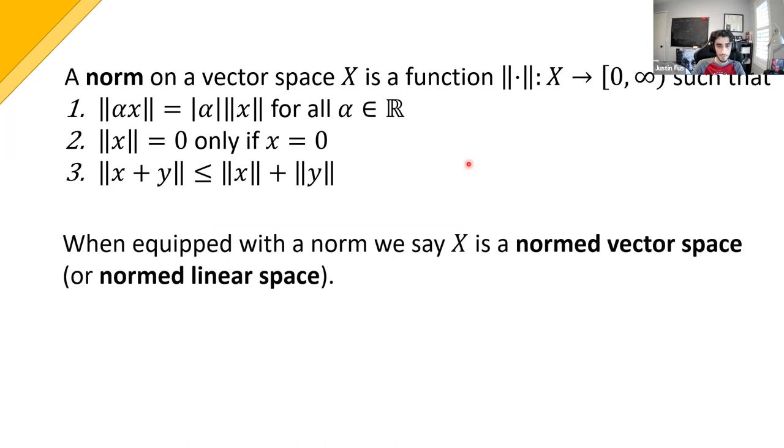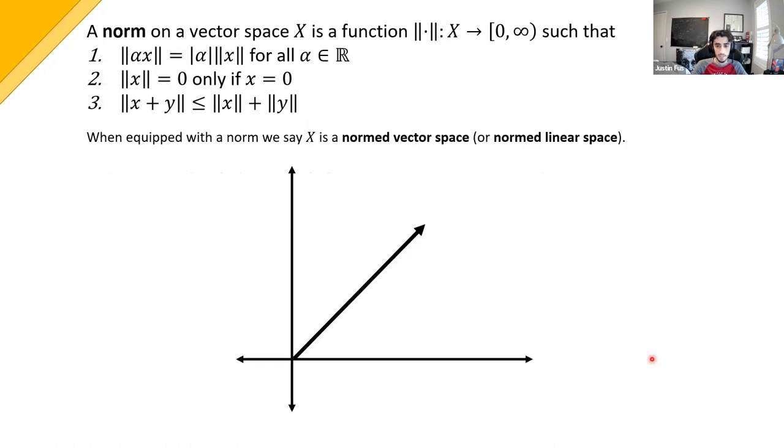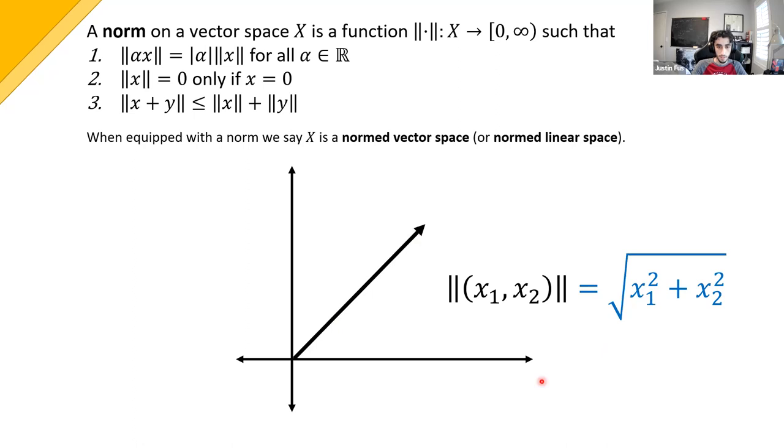When we have a vector space that has a norm, we call that a normed vector space, of course, very cleverly named, or a normed linear space. Normed vector spaces are going to help ground our study of functional analysis. They help give us a sense of scale. As a nice example, here in R2, we can imagine the norm of this vector that I've drawn is simply, using the Pythagorean theorem, the square root of the sum of the squares of each of its components. So here, if this is the vector (x1, x2), you simply take x1 squared plus x2 squared, and then the square root, of course.